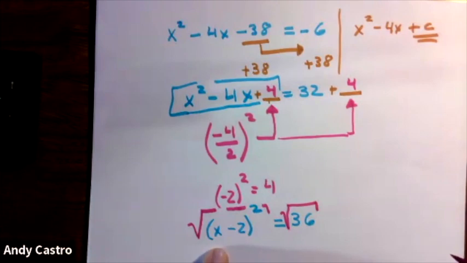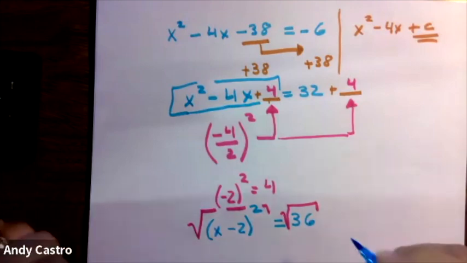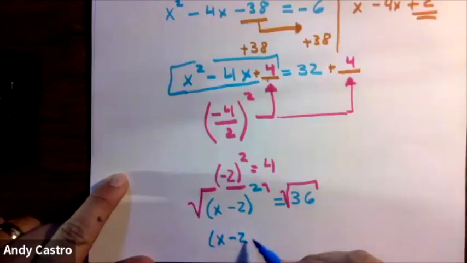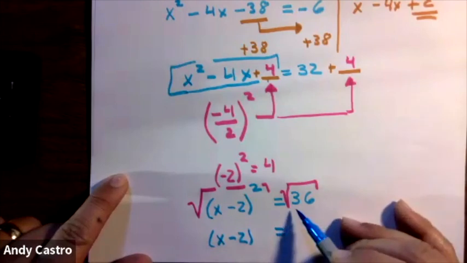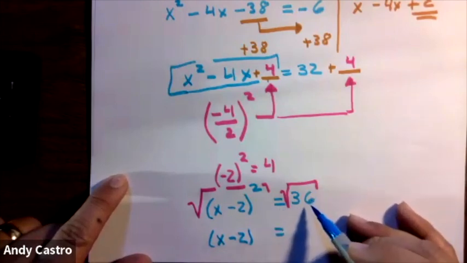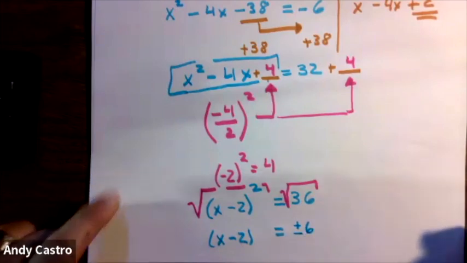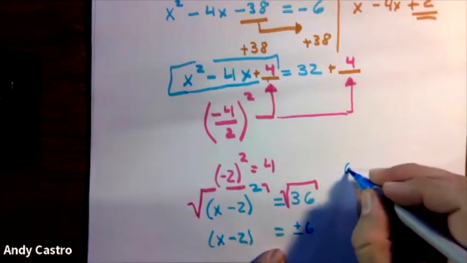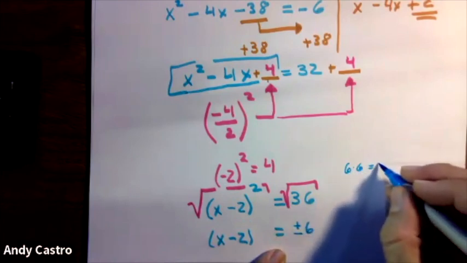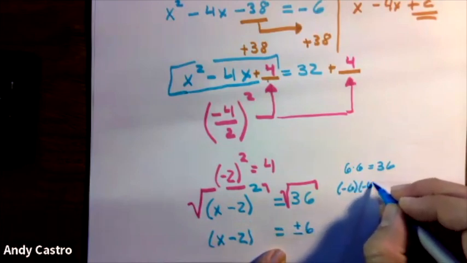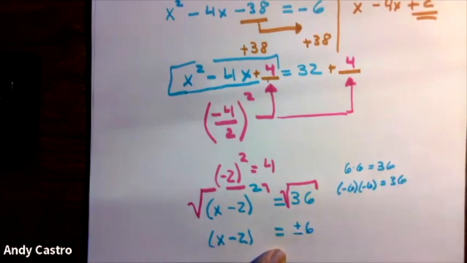So the square root of x minus 2 quantity squared is just x minus 2. And then 36, the square root of 36 is plus or minus 6. And where am I getting that? Because either 6 times 6 is 36, or -6 times -6 is 36.